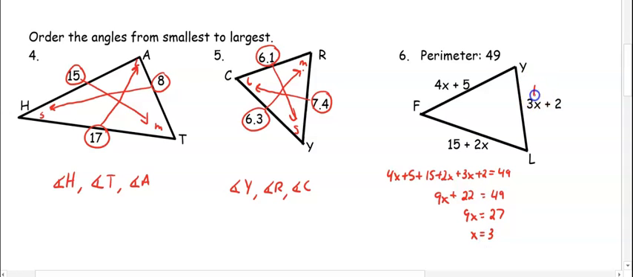So 3 times 3 plus 2 is 11. 4 times 3 plus 5 is 17. And 5 plus 2 times 3 is 21. So now we put the angles in order. So our shortest side's 11, which is across from the smallest angle, angle F. Our middle side is 17, which is across from the middle angle, angle L. And our largest side's across from the largest angle, which is angle Y.